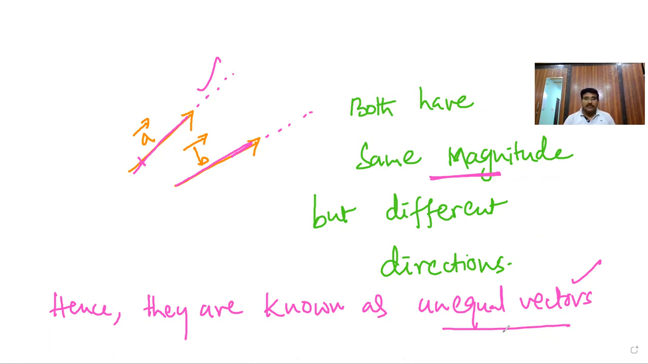Observe carefully. Very, very simple. Addition of vectors: simply, you have to take the tail and head of one vector, and for the second vector also you have to take the tail and head. Both should be added, initial point to the final point.